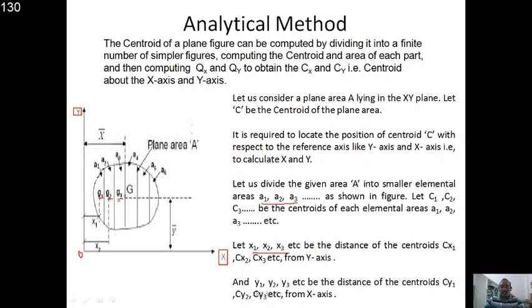Let x1, x2, x3 be the distances of the centroids. So these are x1, x2, x3 from the y-axis. With respect to the y-axis we are calculating, right? So from the y-axis you obtain x1, x2, x3. From the x-axis you obtain the y1, y2, y3 values.